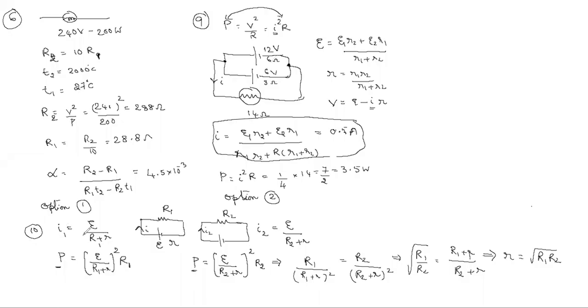This is the problem you asked about. Instead of V square by R, I think it is better to use I square R. Which is better, V square by R or I square R?